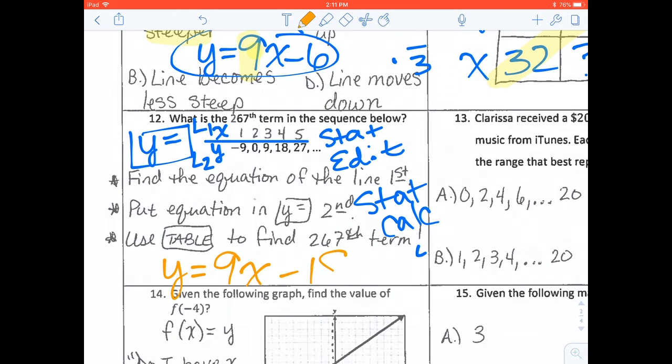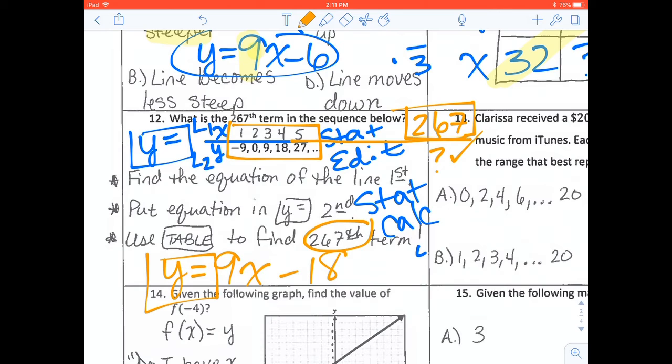But the question is asking, what is the 267th number? So if I were to go all the way out, what is the 267th number? Well, use table set. Start the table at 267. It will automatically tell you the answer. And I believe it was 2,385, if I remember correctly.